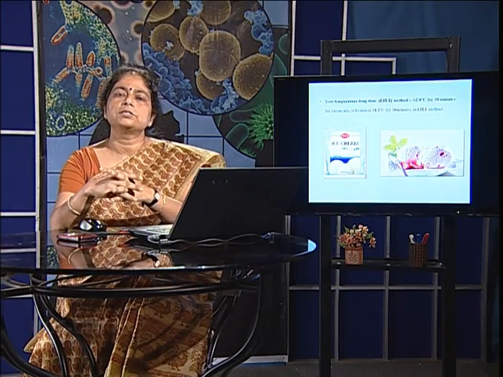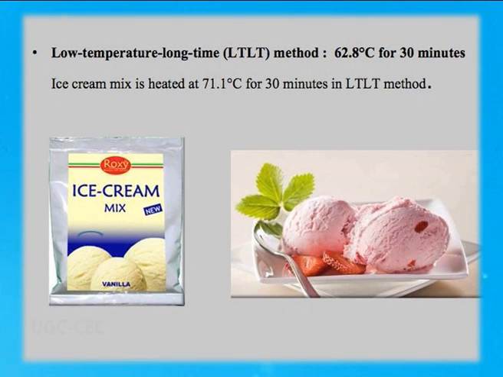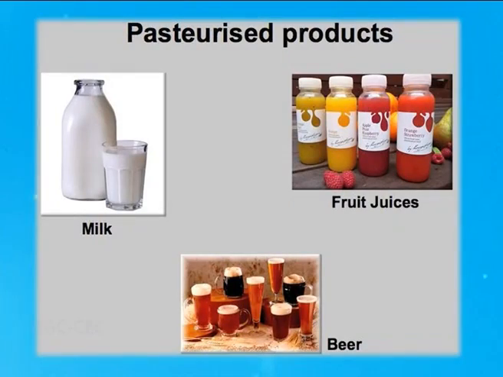The second type of pasteurization method seen is LTLT. In LTLT, which is low temperature, long time method, we subject the food item to a temperature of 62.8 degrees Celsius for 30 minutes. This LTLT method for ice cream mix varies, which is about 71.1 degrees Celsius for 30 minutes. So depending upon the food product, the method or the temperature along with the time varies. So after pasteurization, we have production of numerous pasteurized products like milk, fruit juices, beer, and so on.